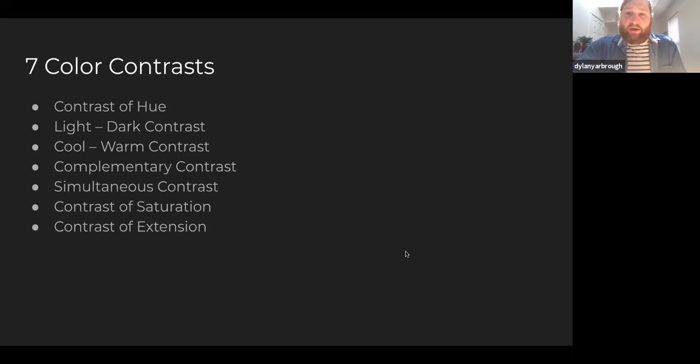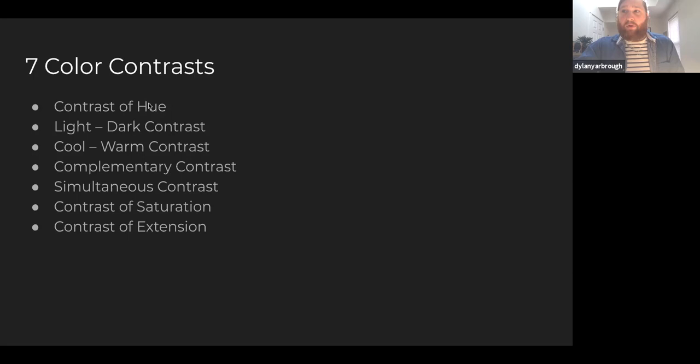So contrast of hue, basically all that means is that you have more than three colors present in the image. When we see multiple colors together, it just kind of flickers and we really just get this overwhelming sense of vibrance. And so that creates a nice contrast. Light and dark, very simple, right? It goes right back to that contrast that we all know of white and dark.